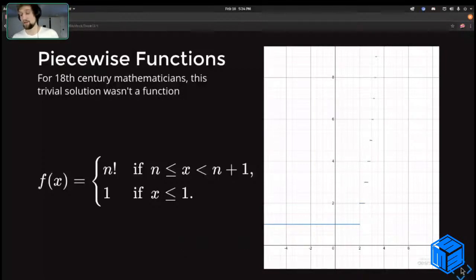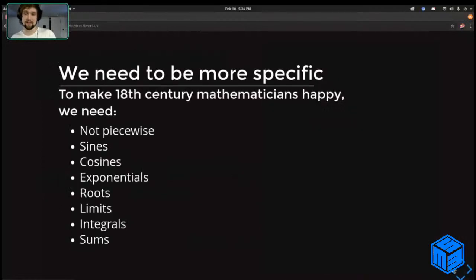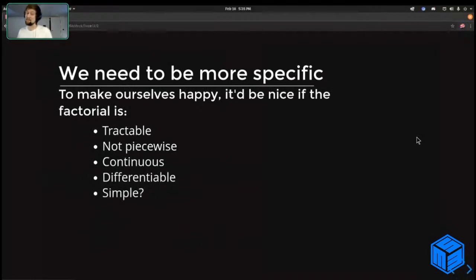What they were looking for, specifically what Euler was looking for when he was doing his original search, was just one formula to describe the factorial over its entire domain, which in this new case would be all of the real numbers. So like a half, square root 2, and so on and so forth. So in order to make 18th century mathematicians happy, we will need it to not be piecewise, and we can use all our elementary functions as well as some of the tools of limits, integrals, sums, and so on. To make ourselves happy, it would be very nice if the factorial is tractable.